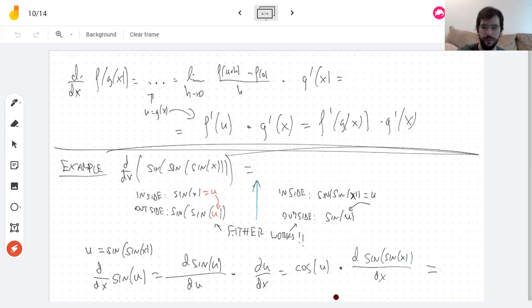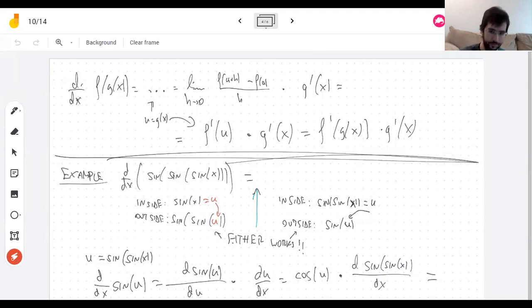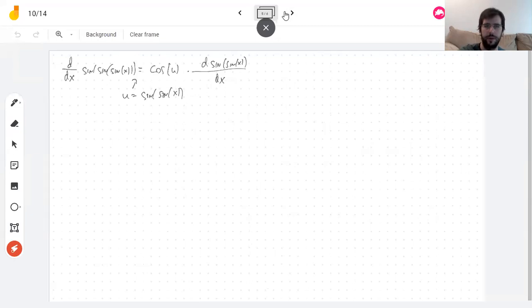But what I need to do is do the chain rule again. So let me just copy this down again, sine of sine. So this is gonna be cosine of u, times the derivative of sine. So this is where I am. That cosine of u, I should get rid of the u. I shouldn't have u in my answer. So that's gonna be cosine of sine of x. So that's the outside, the derivative of the outside applied to the inside.